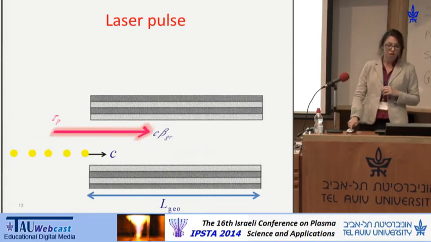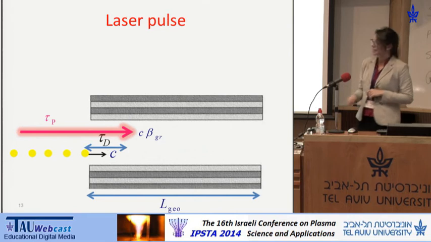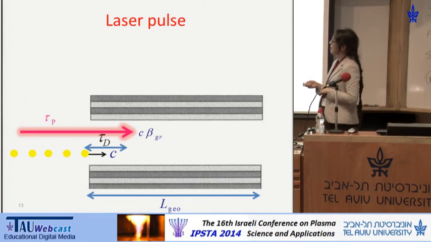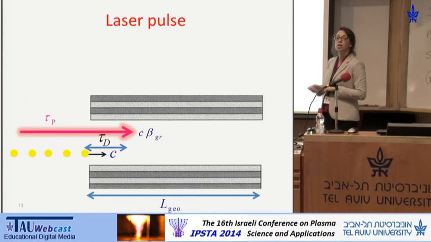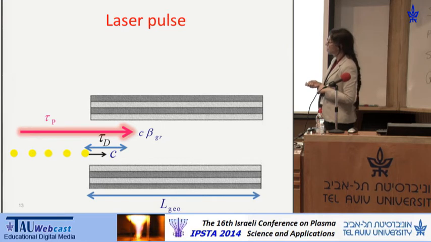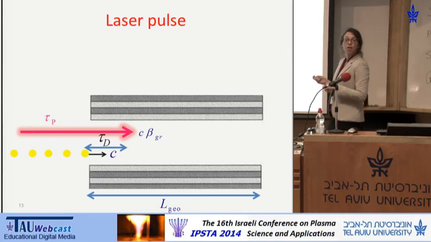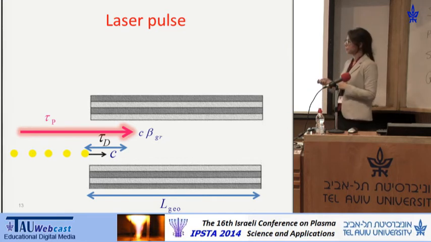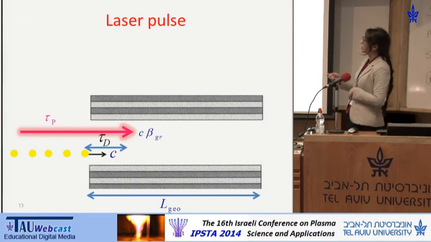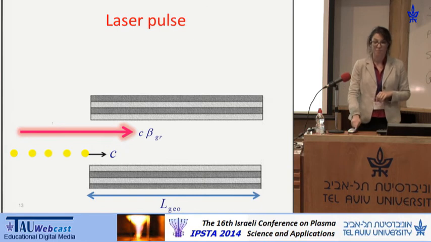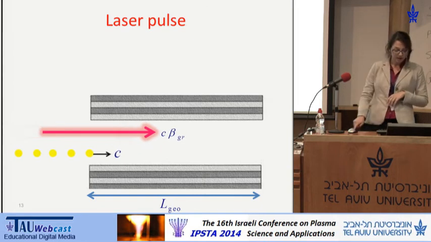In order to ensure that, we set a delay time between the first bunch and the laser pulse, such that as the first bunch traverses the structure, it will experience the laser field through the whole time. And second, we match the laser pulse duration to the macro bunch length, so that the last micro bunch will experience the laser field through the whole time. These two constraints are given.